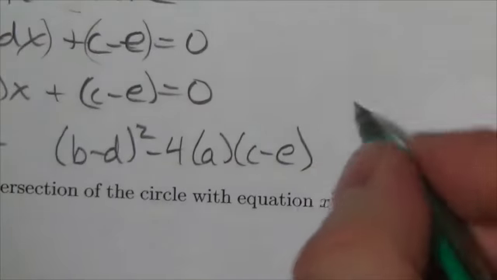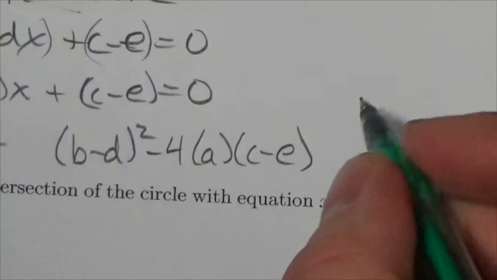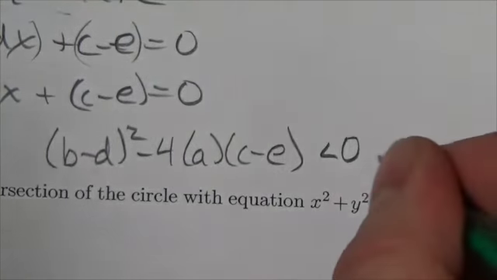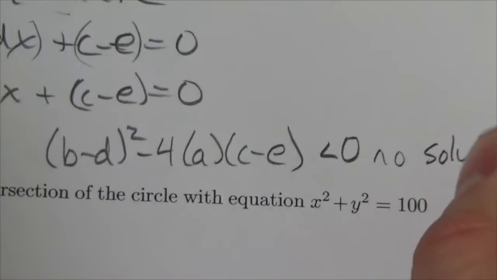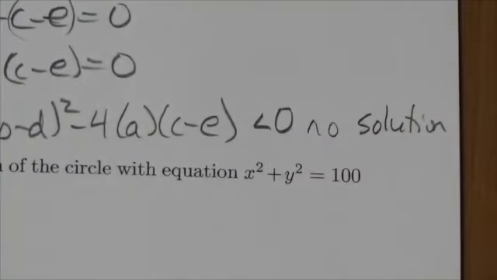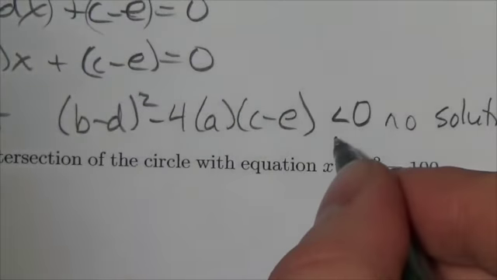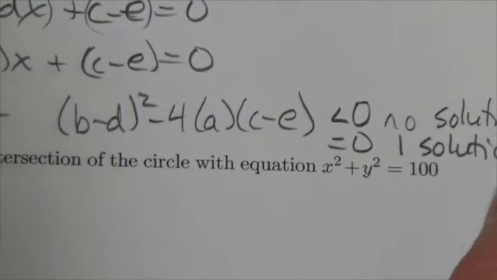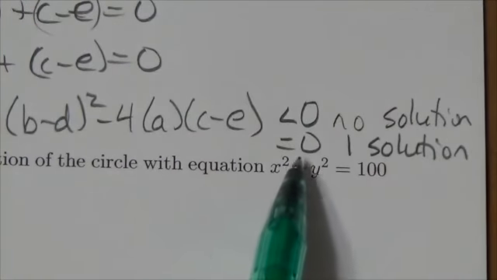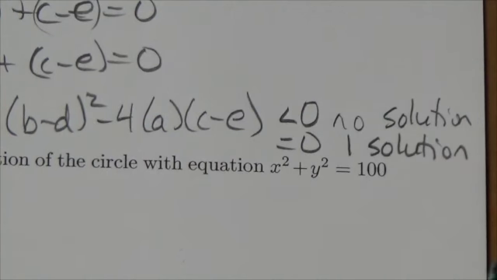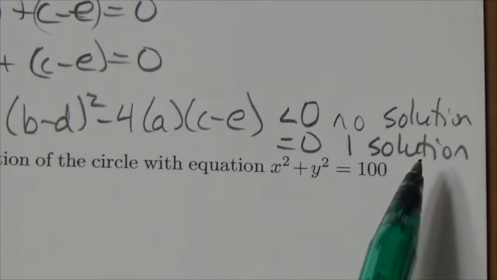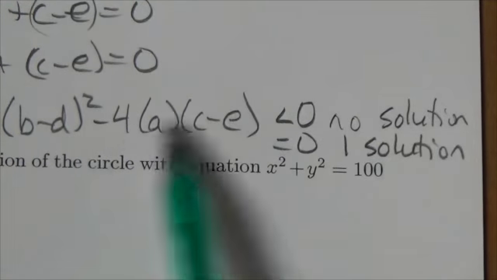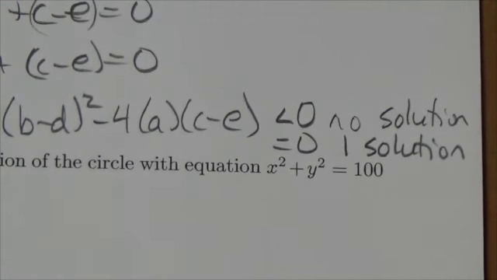Now, if this is negative, no solution. And just like it was back when we were studying quadratics, if this is equal to 0, it's going to have one solution. Remember, equal to 0 typically meant 2 equal real roots, but really what that amounted to was one x-intercept, so one solution. So that's how you're going to know. If the discriminant is less than 0, no solution. If it's equal to 0, one solution.